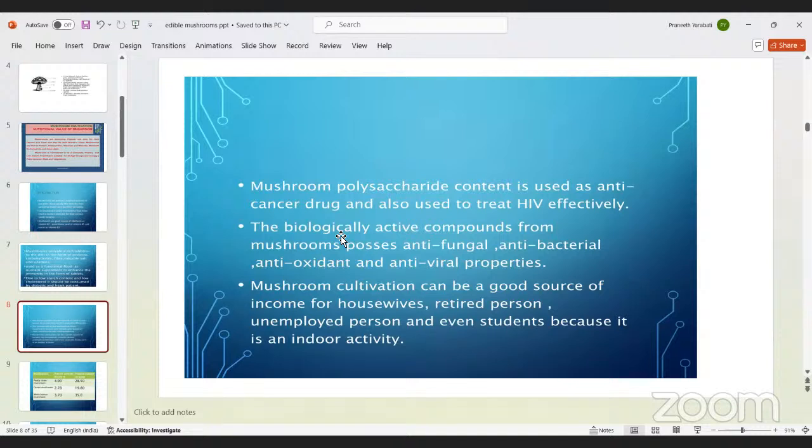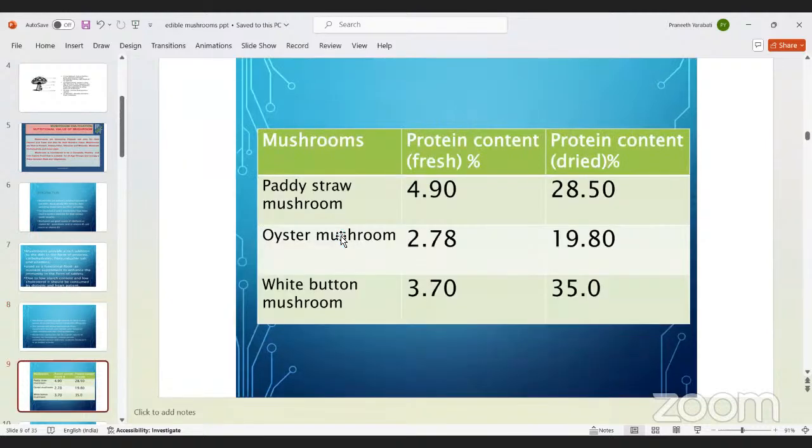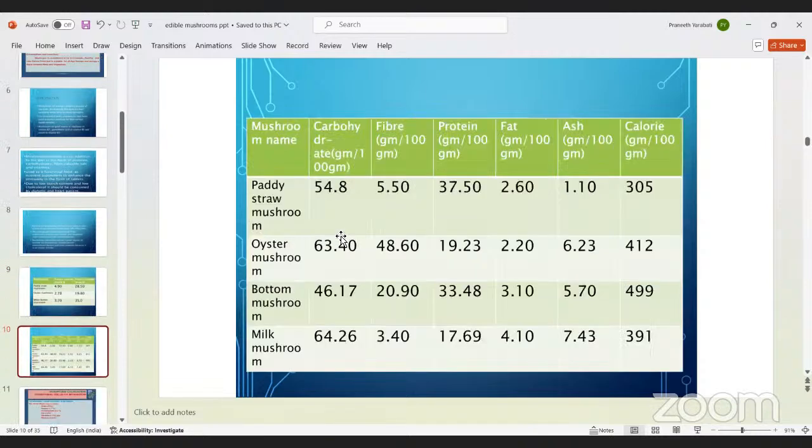Mushroom cultivation can be a good source of income for housewives, retired persons, unemployed persons, and even students. It is easy to cultivate, though some care has to be taken. These are the different types of mushrooms and their nutrient value. Here we are mainly concentrating on edible mushrooms like paddy straw mushroom, oyster mushroom, and white button mushroom.